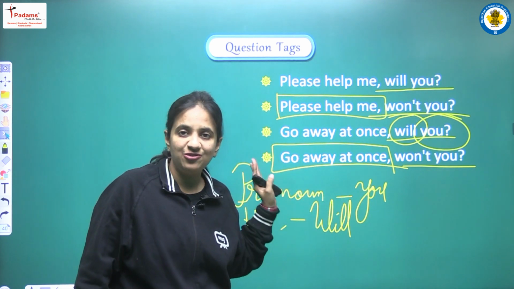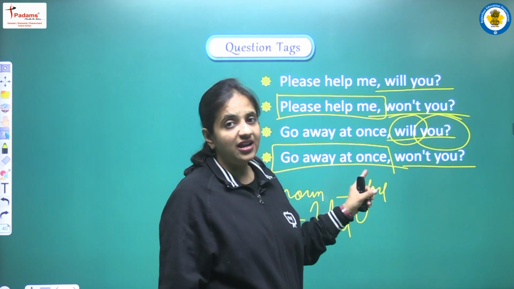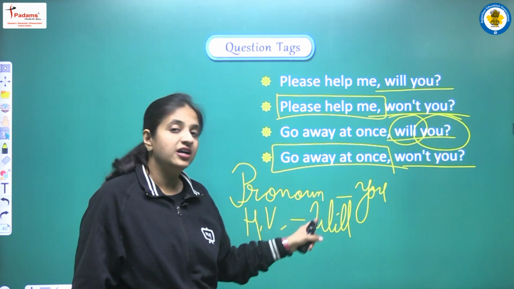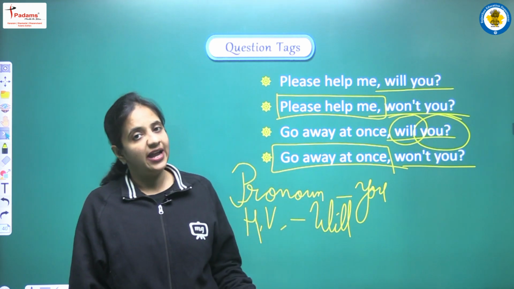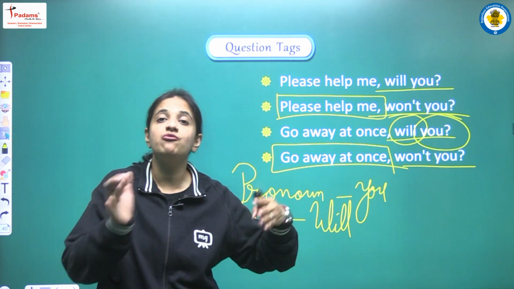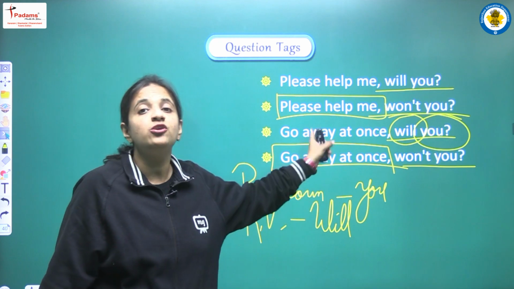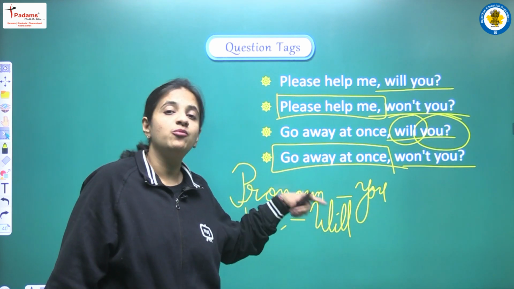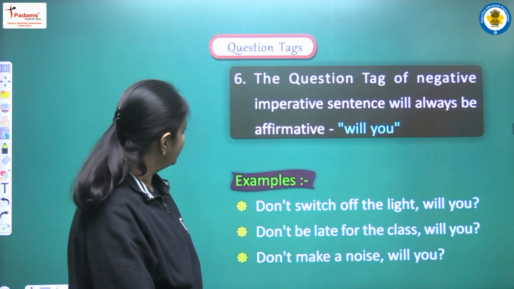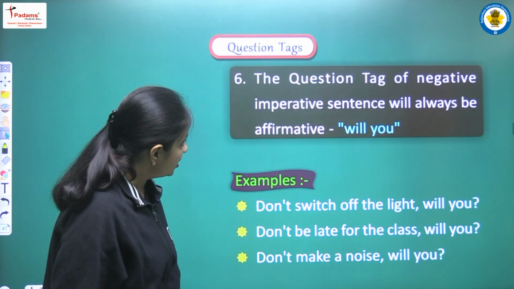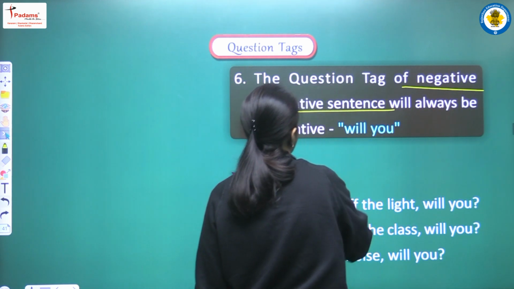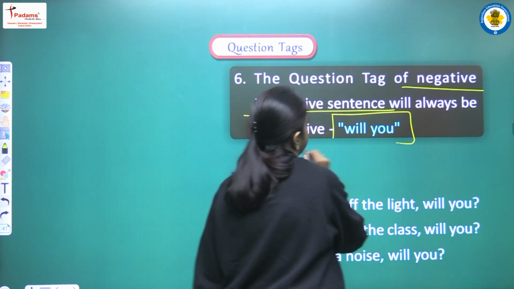But the thing that we are discussing here is that if we have a positive imperative sentence, then we have the option to use the positive tag, that will be will you, and we can also make a negative tag, that will be won't you. But the pronoun will be you only, and the auxiliary verb or helping verb will be will only. Okay, now the next rule: the question tag of a negative imperative sentence will always be affirmative, that is will you.